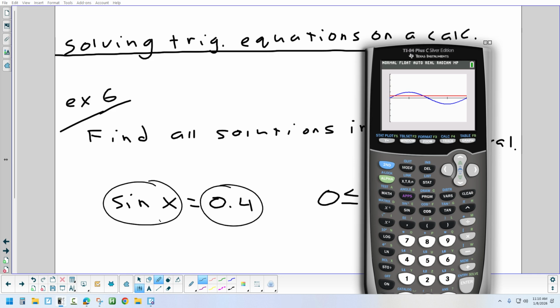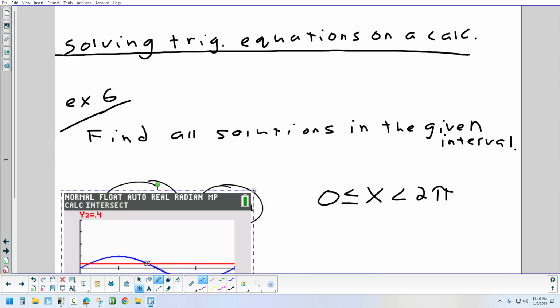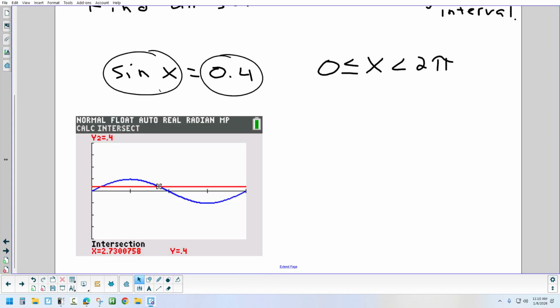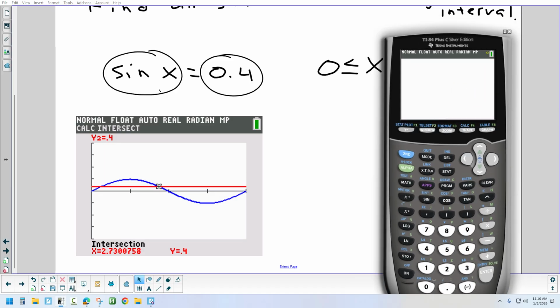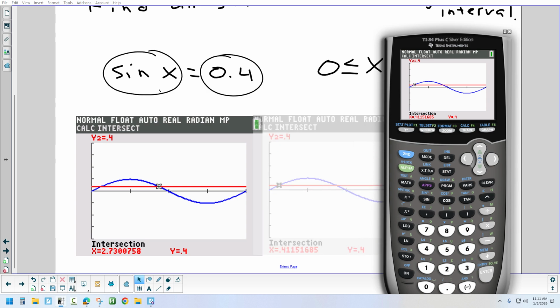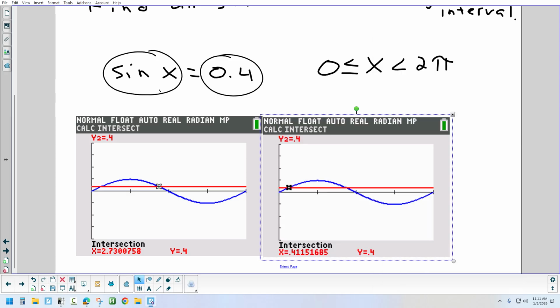And what do I have to do now? Yep, find the intersections. We have to find where they intersect. So I'll do this one first just because I'm closer. Okay, so one answer you get is about 2.73. And the other answer you get is about 0.41. That's it. That's how you find your 2 answers.